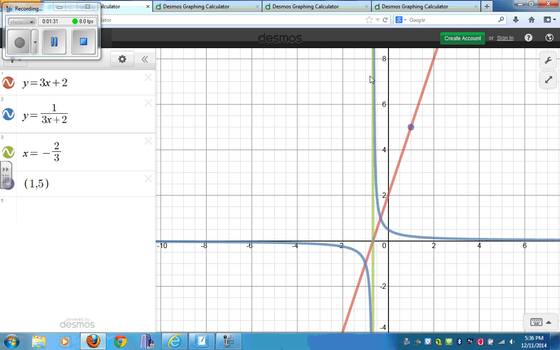Ooh, that's a word we like to use. A non-permissible value is like a line that it never crosses. That's called an asymptote. We're allowed to say asymptote in class.